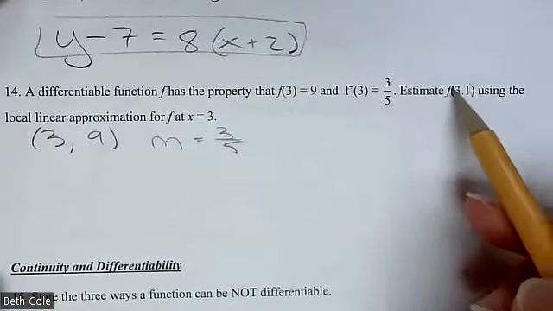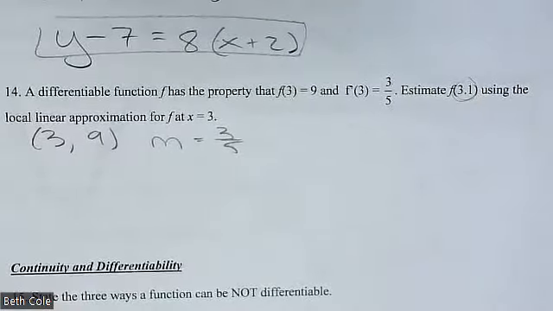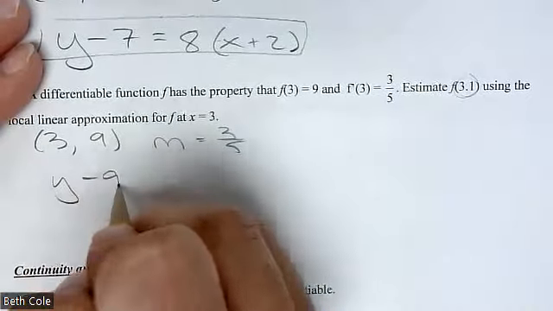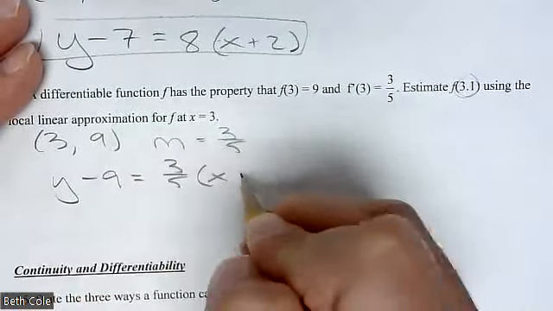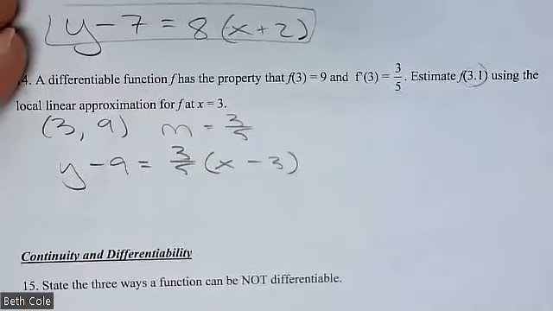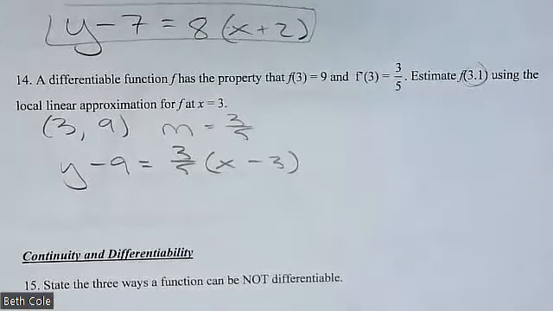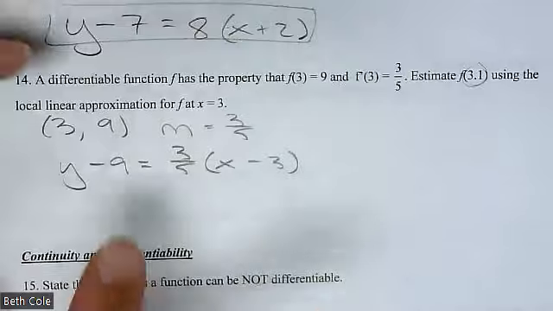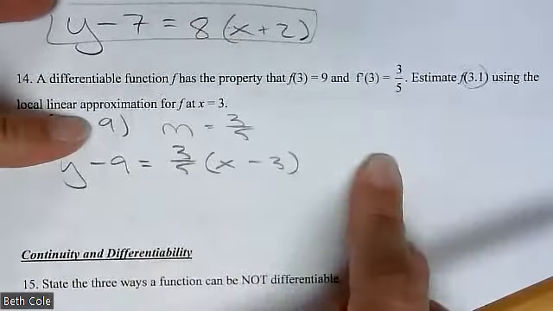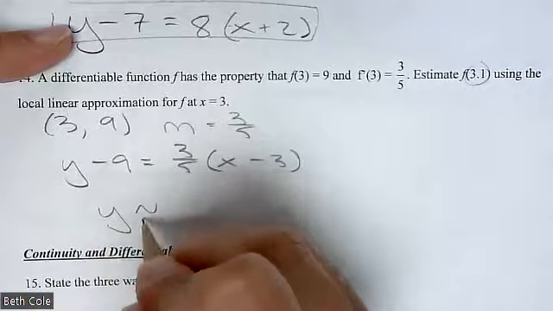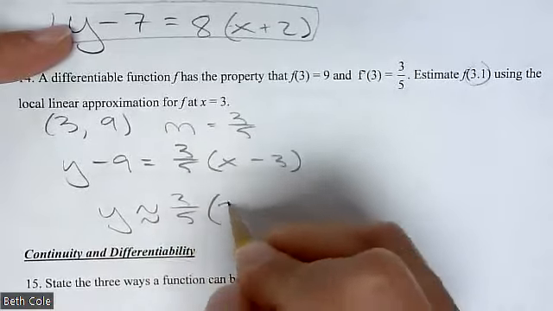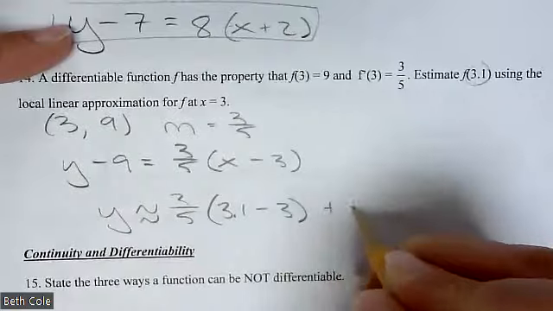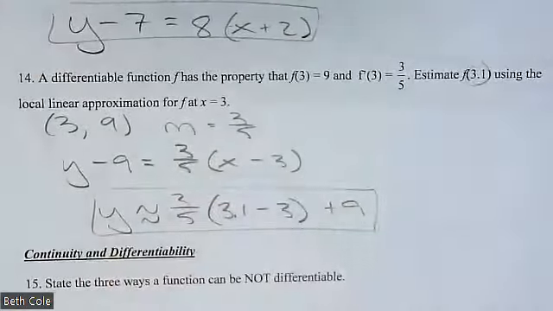Now we're going to estimate f of 3.1. Why are we allowed to estimate 3.1? It's really close to 3, which is your point of tangency. So y minus 9 equals 3/5 times (x minus 3). All you have to do is plug in 3.1 and use a wiggly equals, and you do have to get y by itself, so you put the plus 9 on the other side. So y is approximately 3/5 times (3.1 minus 3), and then add the 9.